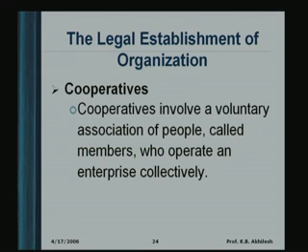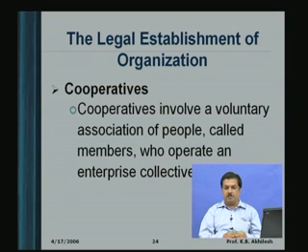A good relationship and a good understanding becomes very critical for the partnerships. The third form of organization we have is called the cooperatives. The cooperatives involve a voluntary association of people called members who operate an enterprise collectively. So, they work together, they have come together with an objective, and they create an entity and register it, usually under a Cooperative Societies Act. So, you are called a society.